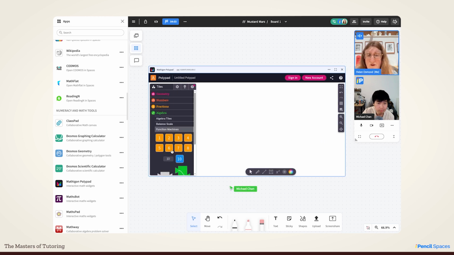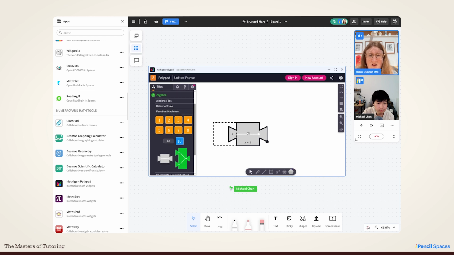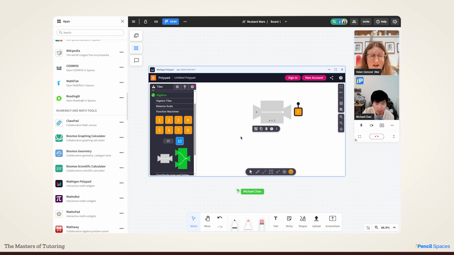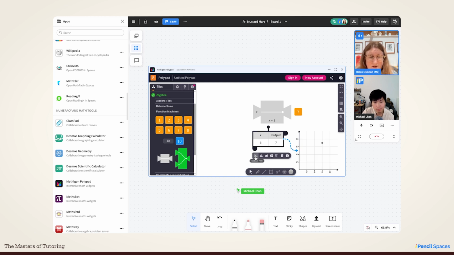I've also got a function machine that I can, if I wanted to demonstrate function machines. So if I put 6 in here, out comes a 7, because I can see in my function what the rules are. And I've got a table here that I can make, and I could then plot a scatter graph from that. So if I then put 8 into here, that's going to give me 9. So I can see the pattern of what's going on.